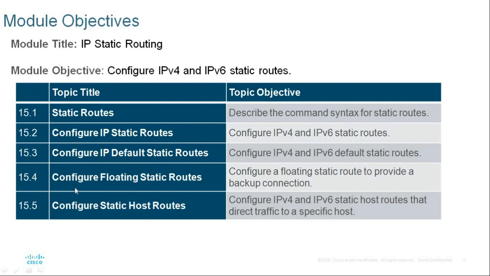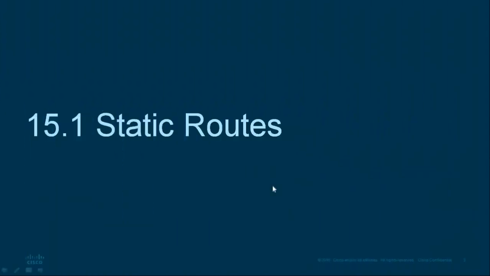And 15.4, configure floating static routes. So here you are going to learn how to configure a floating static route to provide a backup connection. And 15.5, configure static host routes. So how to configure the IPv4 and IPv6 static host routes that direct traffic to a specific host. So these are the different objectives you are going to learn.